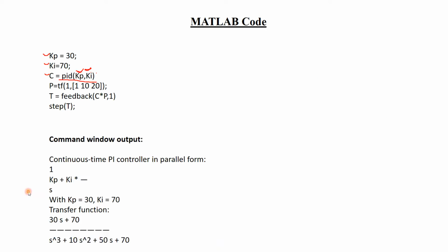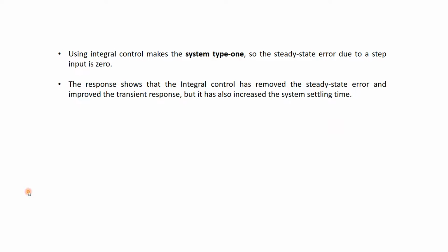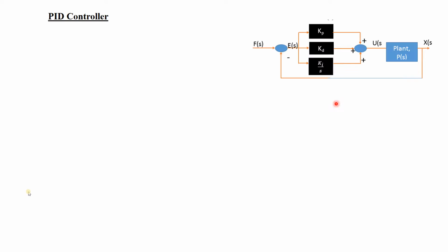Okay, so just a comparison. Now the response shows that the integral controller has removed the steady state error and improved the transient response, but it has also increased the system settling time. So that is why we will use the PID controller. The PID controller will give you the best output with the least settling time, maximum damping, very small rise time, and steady state error of 0.